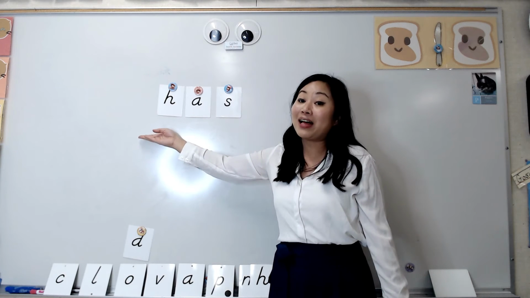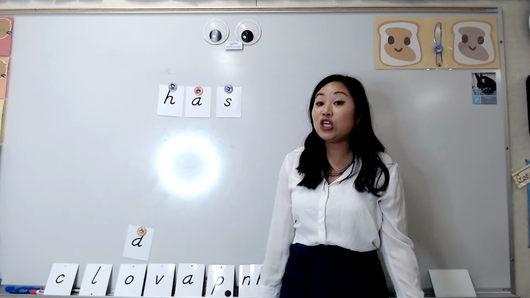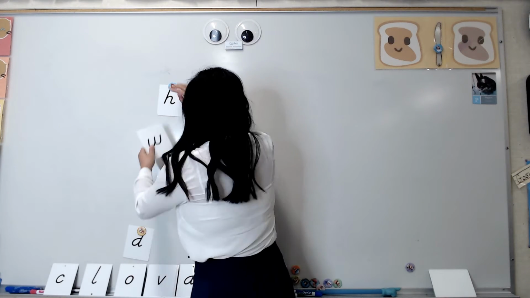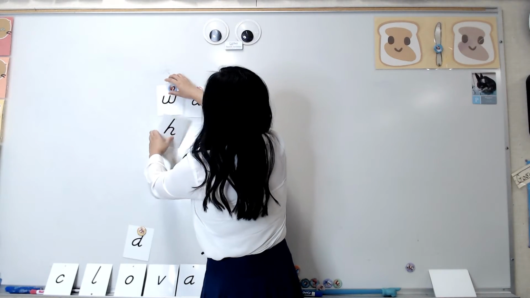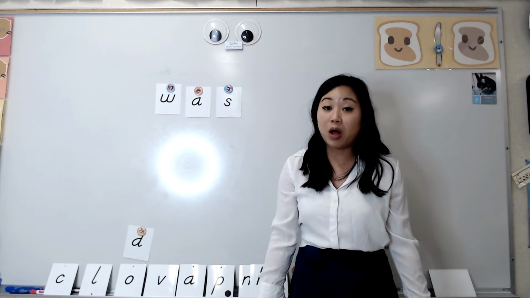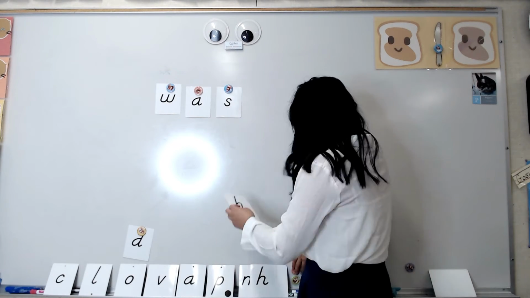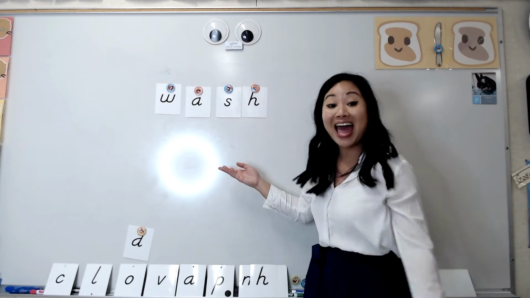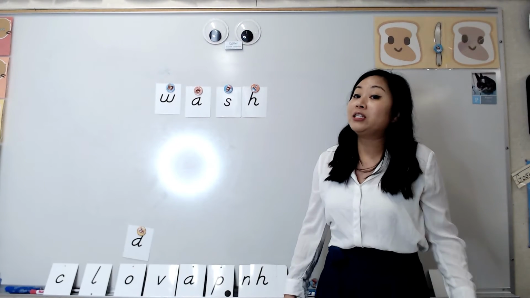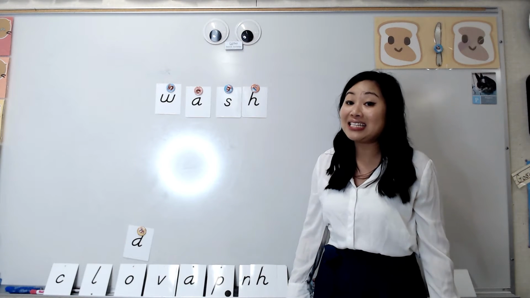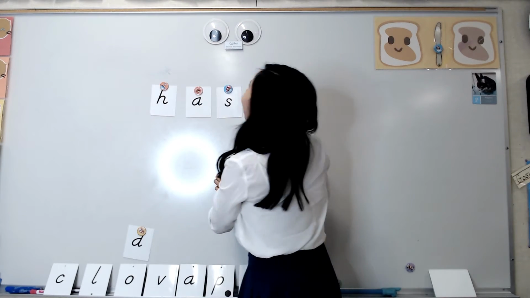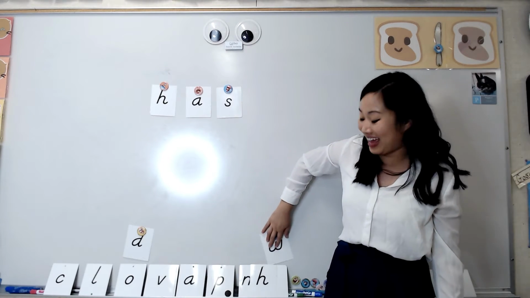H-A-S. That spells has. If I change the H to a, what's it? Oh, I know, this letter. If I change the H to a W, does that still spell has? No, now it says was. Oh, what if I put the H back and I just put it at the end? Does that say has? No, now it says wash. If it's not spelled H-A-S, then it won't say has. There, now it says has again.